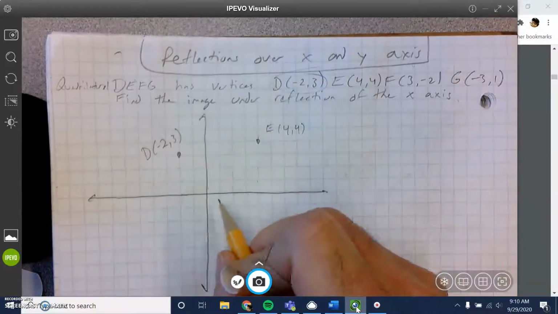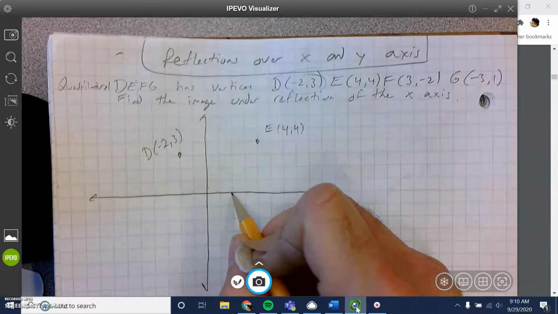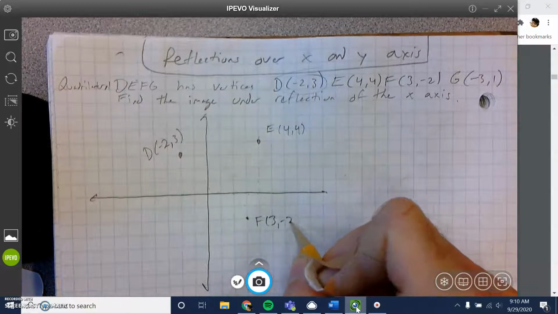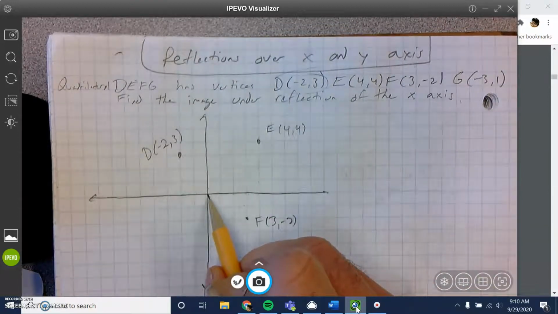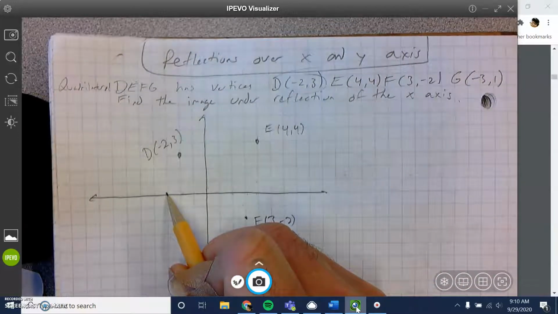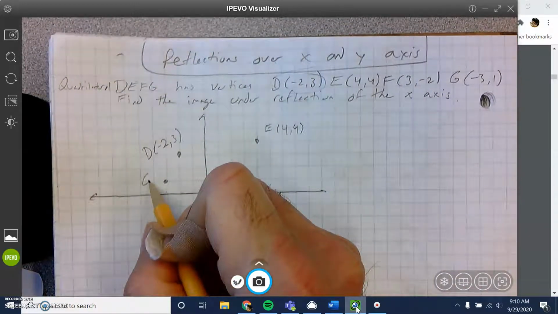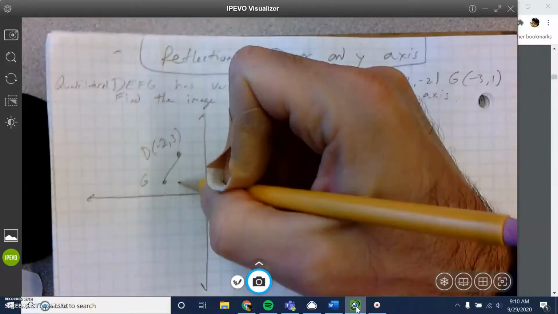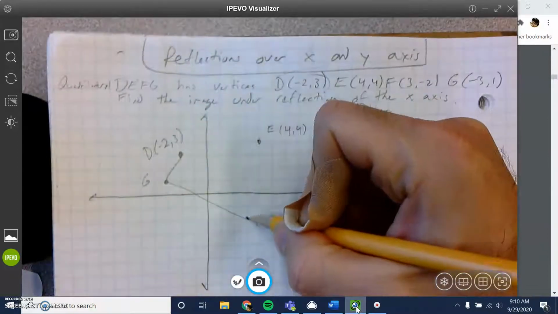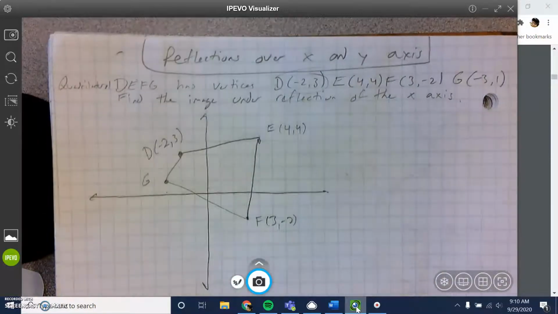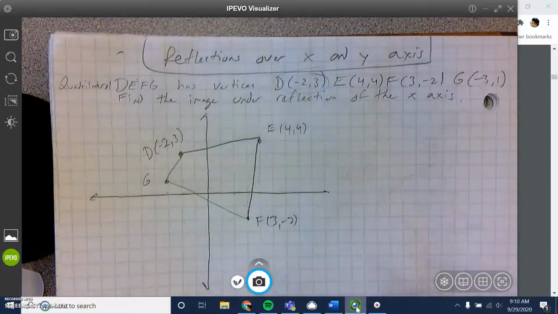Do this with me. F is 3, -2. 1, 2, 3. 1, 2. F is 3, -2. And then G is 1, 2, 3, -3, 1. So here is G. So there's a quadrilateral like that. Quadrilateral means that has 4 sides, 4 angles.